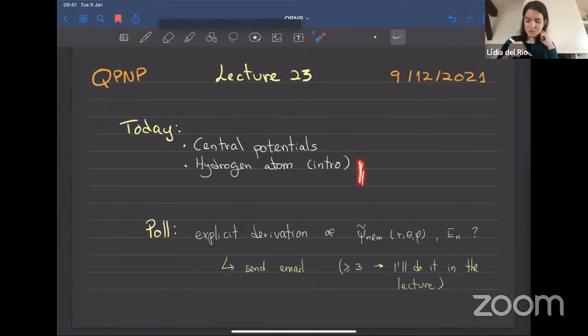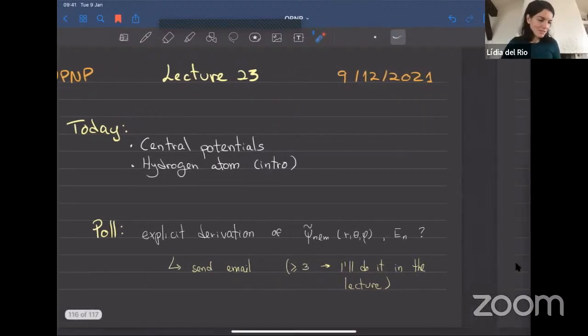The question is whether you want me to derive it explicitly in the lecture next week, or if we just talk about the main insights. Last year I only talked about the main insights. The whole derivation is a bit long. So the way we'll do it is, if I receive more than 3 emails saying that they want to do it, then I'll do it in a lecture. Otherwise, I won't. So send emails until Monday if you really want it. And we'll see what this is in a bit.